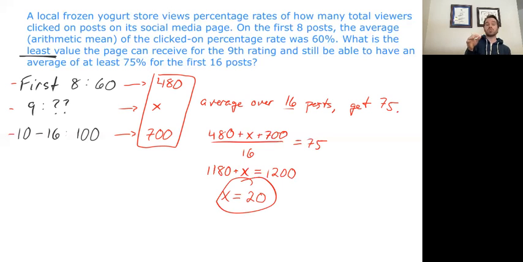So even if x is all the way down to 20, as long as the posts 10 through 16 perform at this super high level, it's kind of unrealistic, but this does ask for a worst case scenario. It says if those are all at 100%, then post 9 can be as low as 20, and the average will still be 75%. Cool, huh?